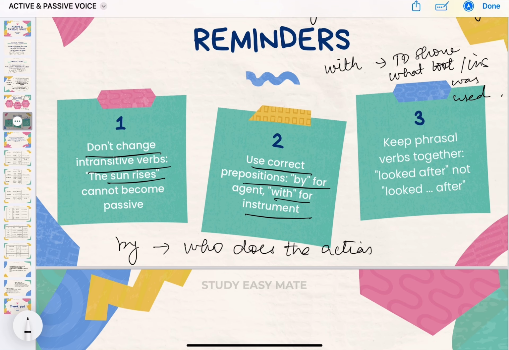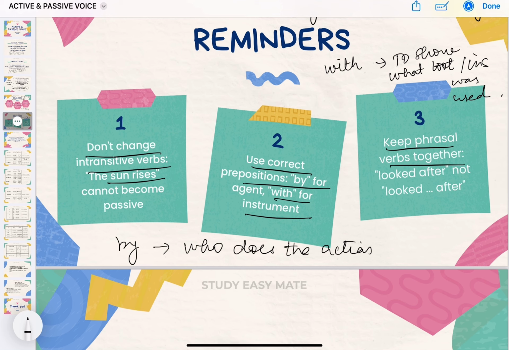For the case of "she cut the paper with scissors," it would be "the paper was cut with scissors." So next, keep phrasal verbs together. "Looked after," not "looked," and you cannot add some word in between, and you cannot write "after" later. For example, "the child was looked after by Nani." So you cannot write it as "the child was looked by Nani after," because it changes the entire meaning of the sentence.